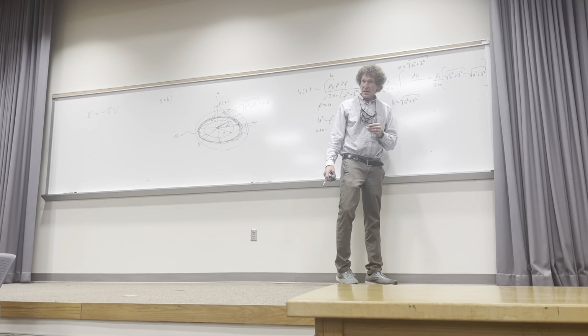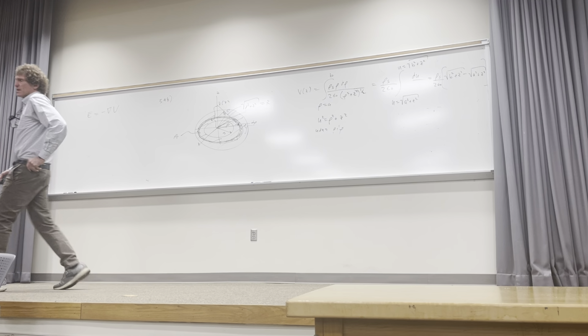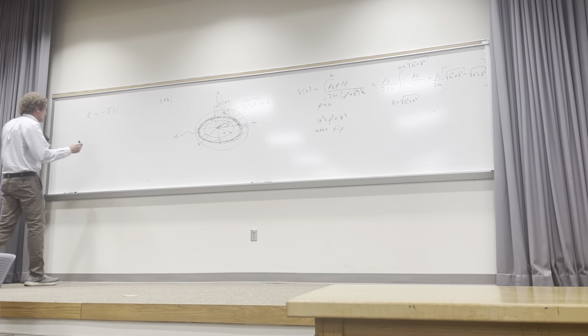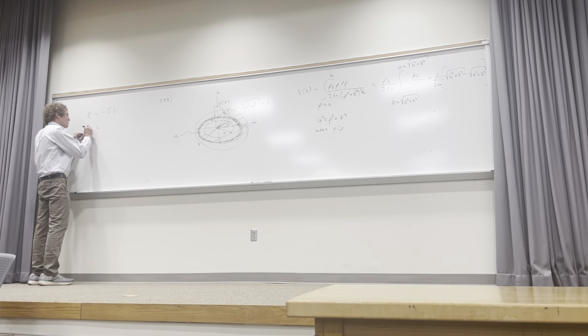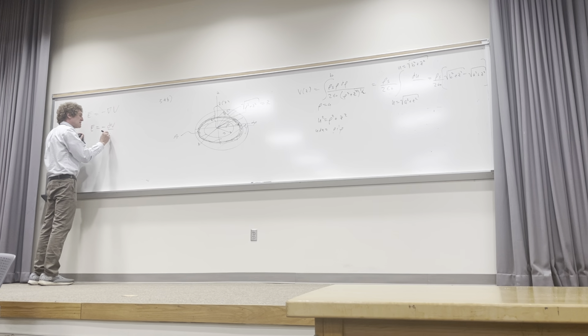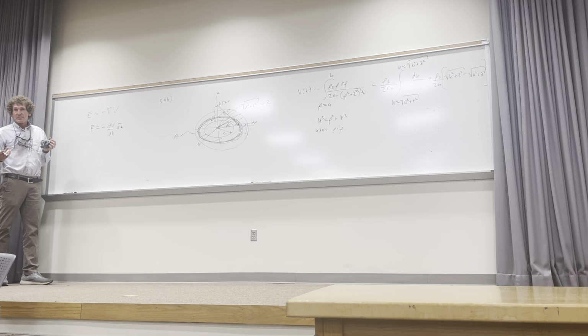Y'all with me? So now, if you look at this in the back cover of your book, right? Yes. What is the gradient? What's the Cartesian? Well, this is on the z-axis. It would be minus dV/dz a_z. Correct, class? All right, let's do it.